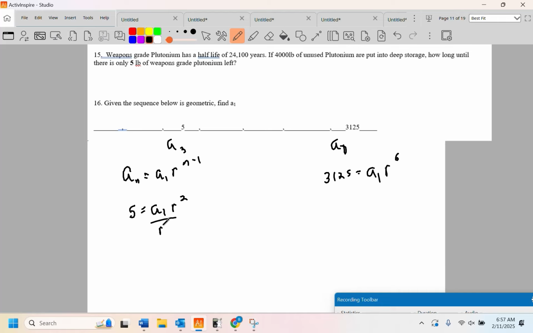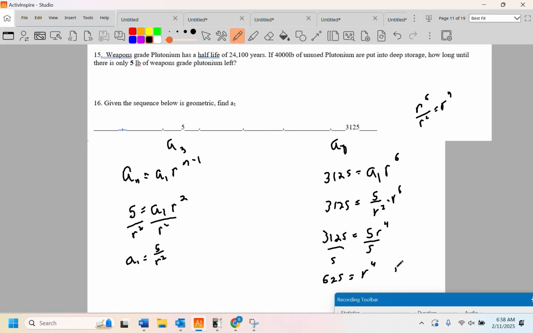Always solve the smaller equation for a sub 1. So a sub 1 is 5 over r squared. 3125 equals 5 over r squared times r to the 6th. 3125 equals 5 r to the 4th, because you think about this, 6 minus 2 is 4. Divide out the 5, and I'm pretty sure you'll get 625.